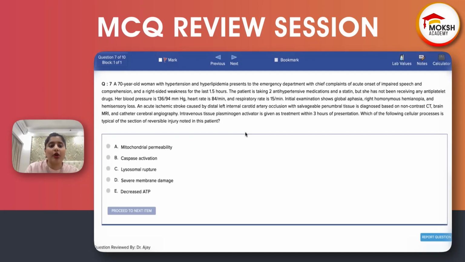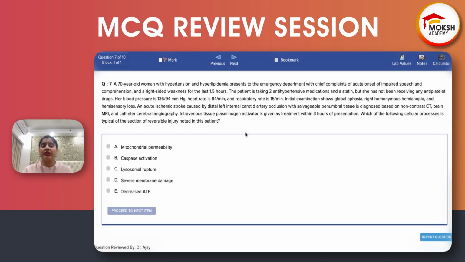Which of the following cellular processes is typical of the section of reversible injury noted in this patient? We have a 70-year-old woman with hypertension and hyperlipidemia who presents to the emergency with chief complaints of acute onset of impaired speech and comprehension and right-sided weakness for the last 1.5 hours. The patient is taking 2 antihypertensive medications and a statin, but she has not been receiving any antiplatelet drugs.